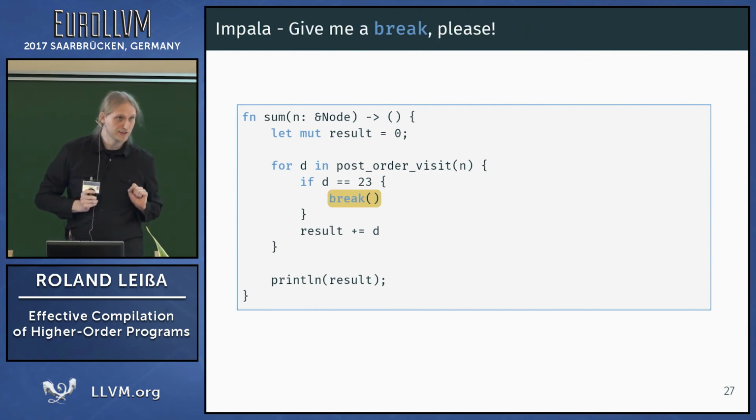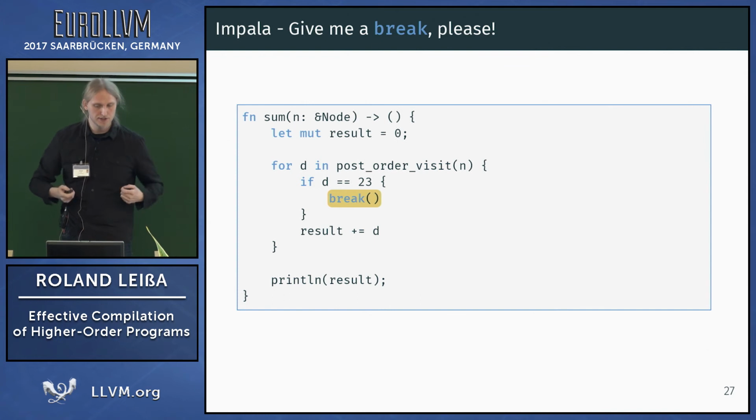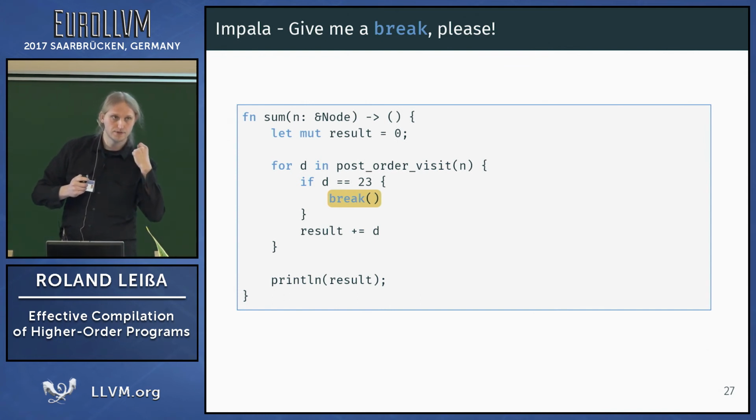There's this thing you cannot do in C++, to just break out of this whole thing. So break is an implicit continuation which points to the point of the loop after all this stuff happens. So you can use this to break off this whole iteration.